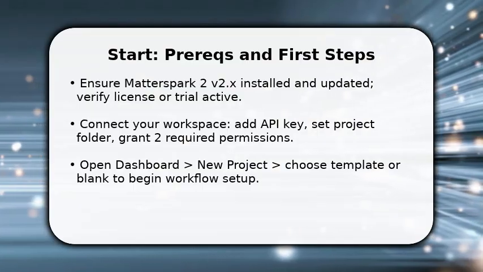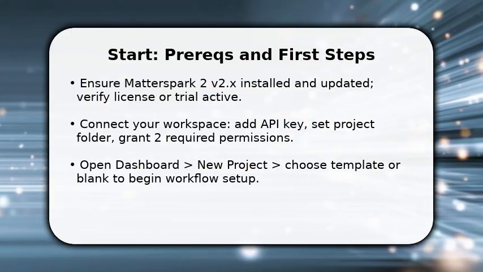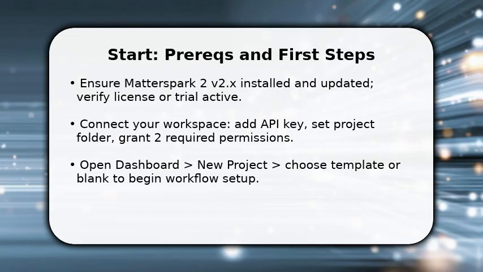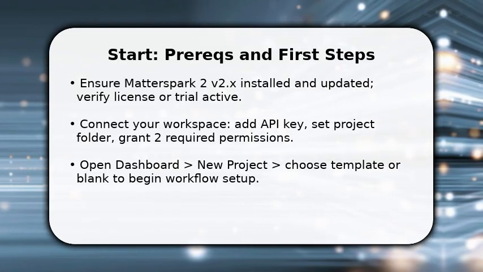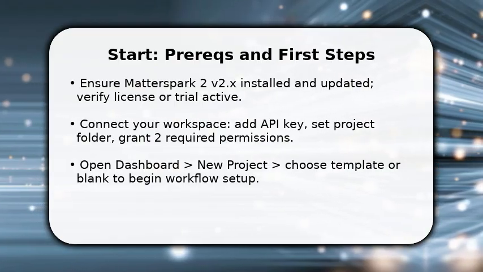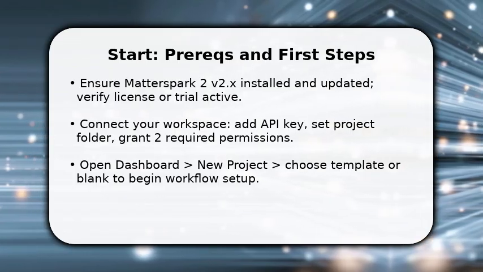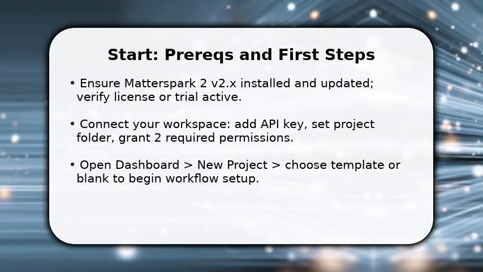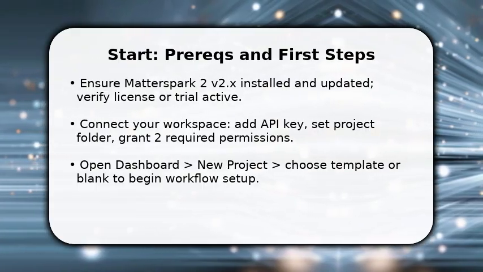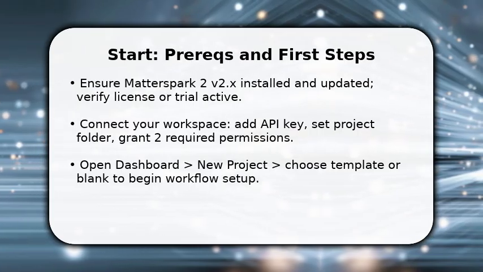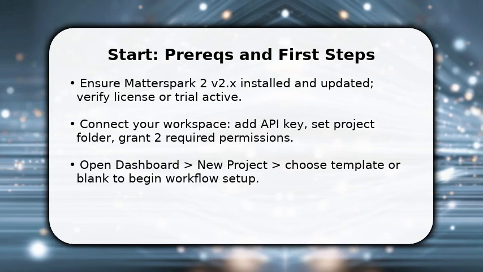You begin by confirming Matterspark 2 is updated and your license or trial is active. Once done, connect your workspace. Paste the API key, point to the project folder, and grant the two permissions the app requests. Next, open Dashboard and click New Project. Choose a template if you want presets or pick blank to control every setting. This first sequence gets your environment stable, so subsequent steps execute predictably, and you avoid setup errors later.